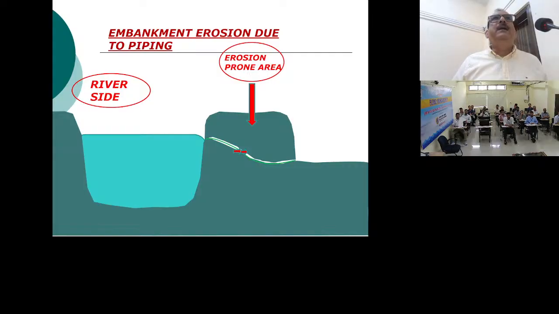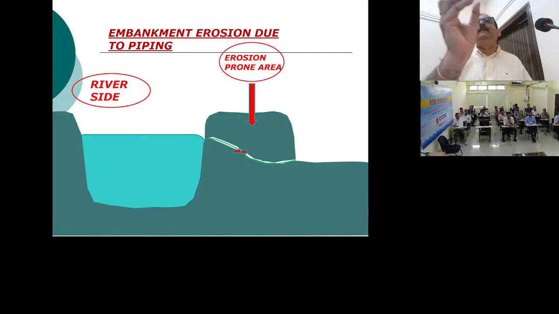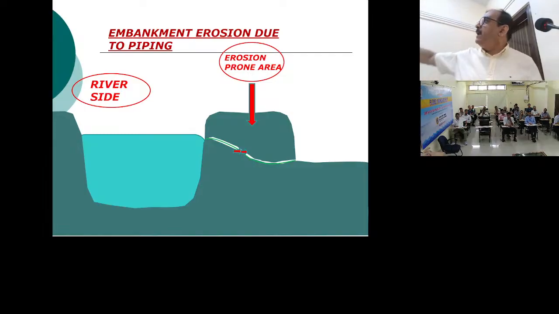I think you have already attended some classes on structural measures of flood mitigation. What to do here? First of all, you have to make that seepage line longer so that the exit gradient is below the critical exit gradient. That is I = H by L. I is the exit gradient. H means head of water. L is the length, the flow length. That H by L, you have to decrease.